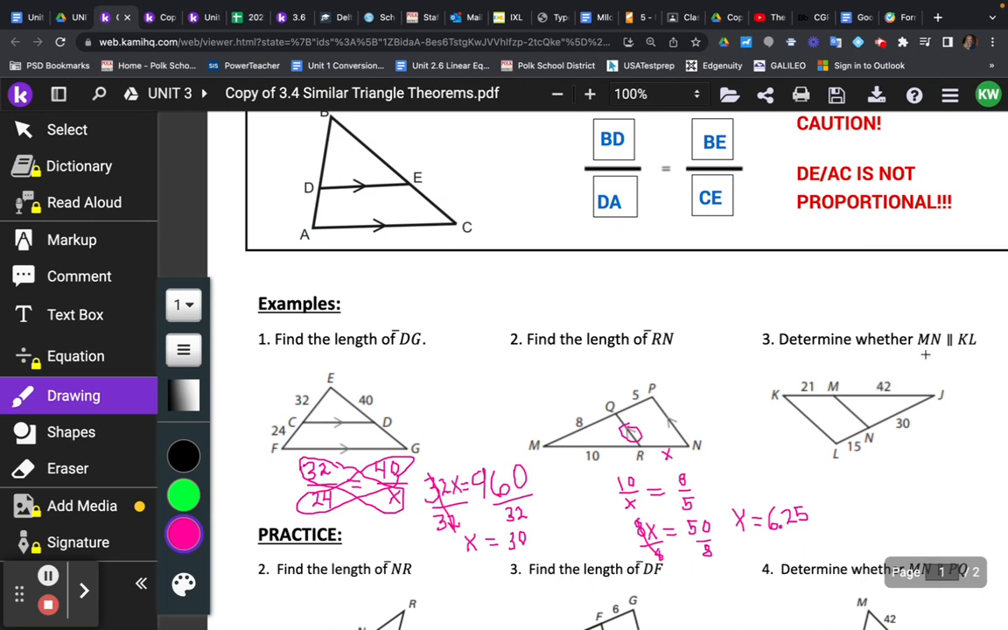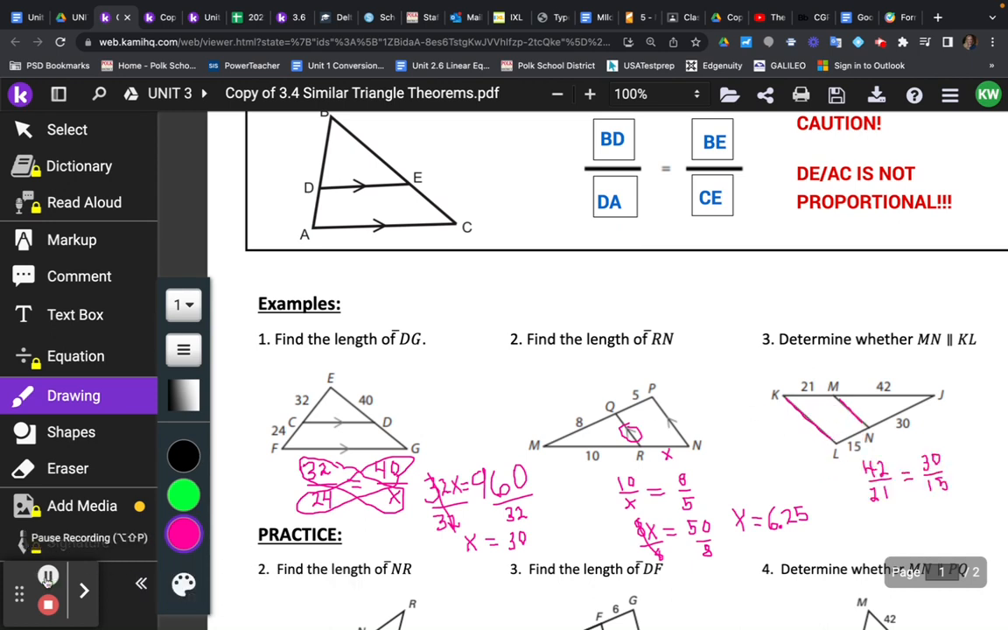What we're going to do is actually the converse of this. We're going to set up this proportion, 42 over 21. We're going to set it equal to 30 over 15, cross multiply to see if we get the same product. If we do, we can prove that MN is parallel to KL. Let's give it a shot.